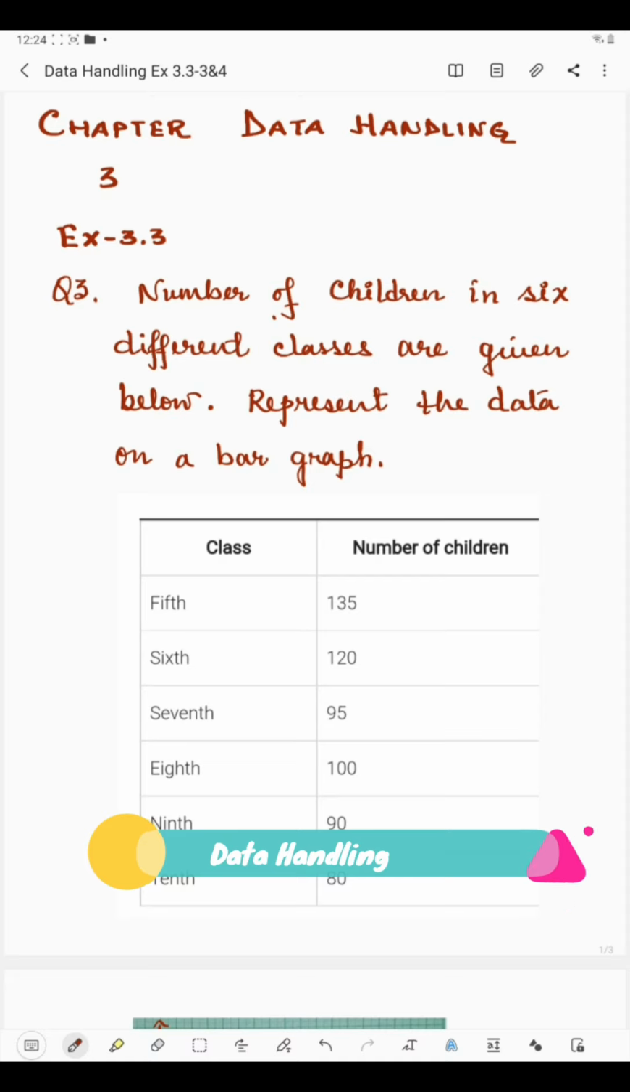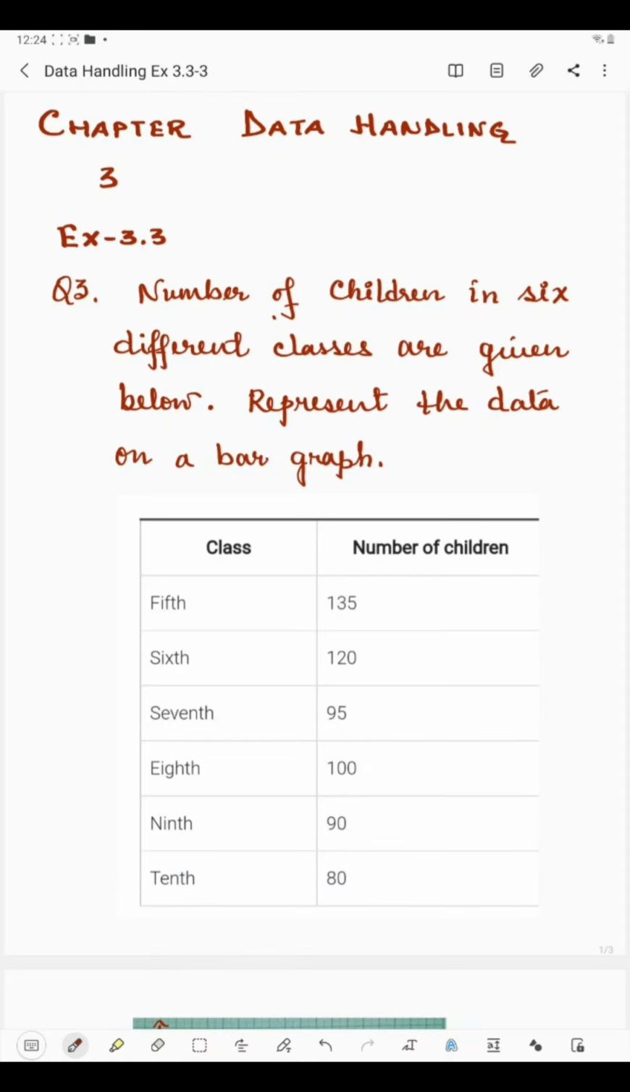Students, now I am going to start question number 3 of exercise 3.3. Question number 3 says: the number of children in 6 different classes are given below. Represent the data on a bar graph. So here we have 6 different classes and the number of children in each is given. This we will have to represent on a bar graph.